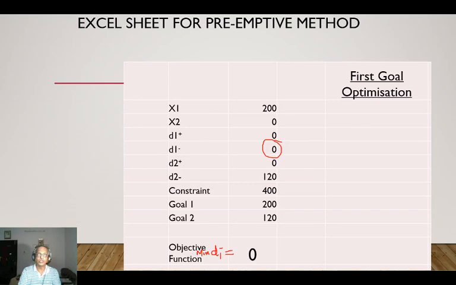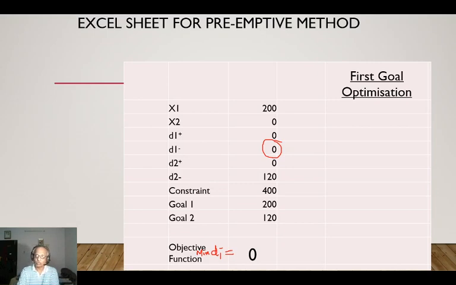So the method which we adopted earlier is called the weighted method. That means I have given certain weights to the deviations. For deviation 1, I have given 1.5, and for deviation 2, I have given 1 only. But suppose you don't have the weights with you.